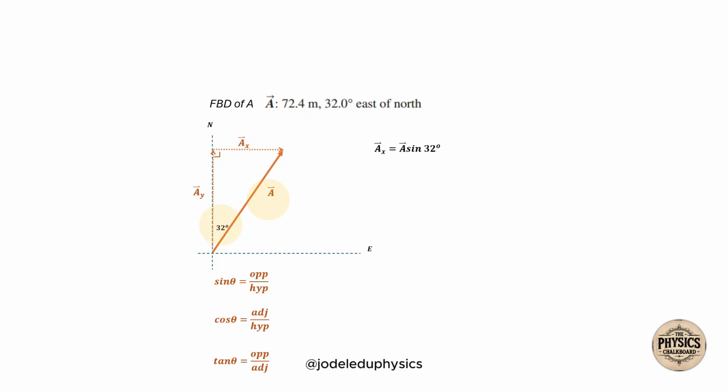Let's now move on to finding the equation for A sub y, the vertical component of vector A. Notice that A sub y is adjacent to the 32-degree reference angle we're using. Together with the hypotenuse, which is the magnitude of vector A, we now have another right triangle relationship. This time, the appropriate trigonometric function is cosine, since cosine relates the adjacent side to the hypotenuse. So we write, cosine 32 degrees is equal to adjacent side, A sub y, divided by the hypotenuse, A. That gives us the equation for the vertical component of vector A. Again, we're just setting up the structure for now. We'll plug in actual values later when we work through the full solution.